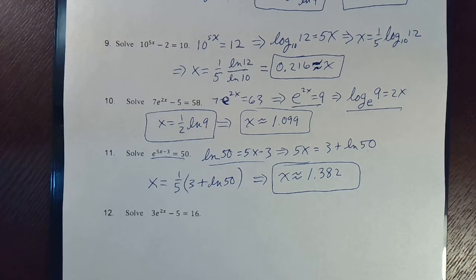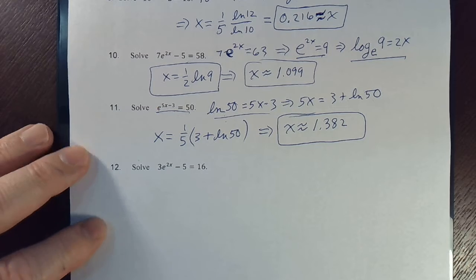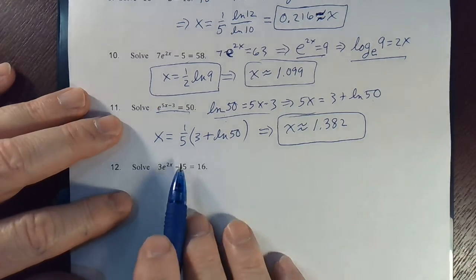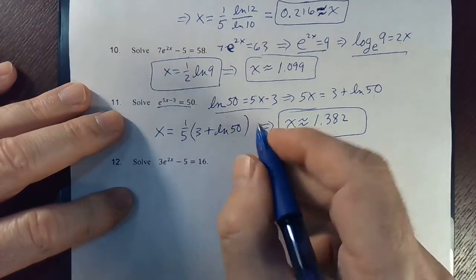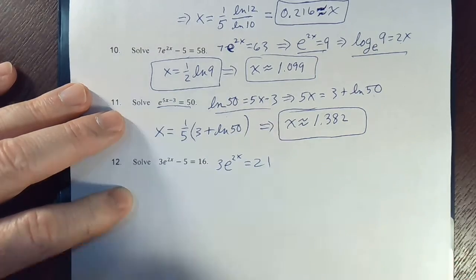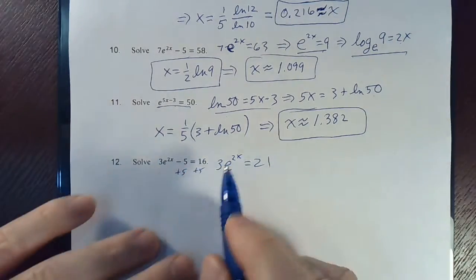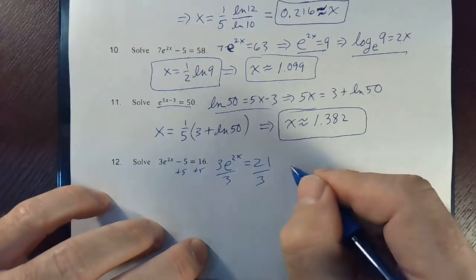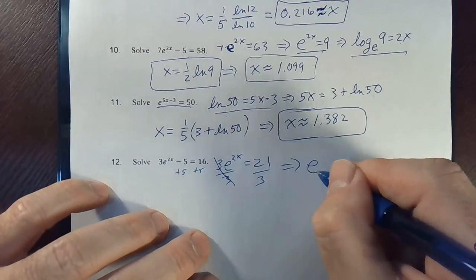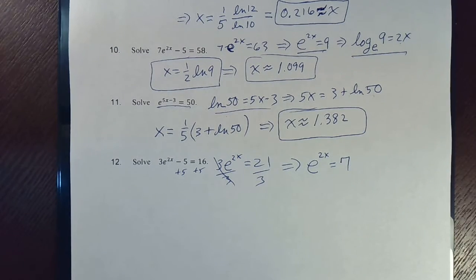All right, we got one more problem to do. It'll end this video. Let's get e to the 2x by itself. So first, get 3 e to the 2x by itself. Add 5 to both sides, and we get 3 e to the 2x equals 21. Just added 5. Divide by 3, both sides, and that'll give us e to the 2x equals 7. Looks like we won't even need the change of base property at all on this one.